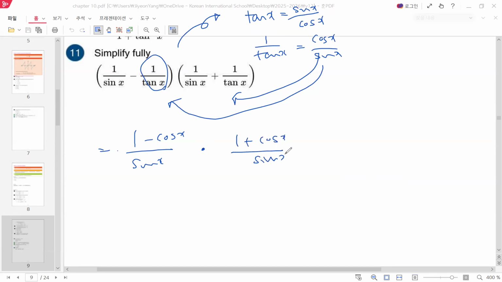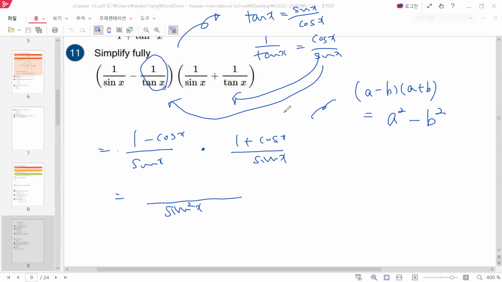I skipped one line. Do you understand this part or not? Okay. And then sine square x in the denominator, and in the numerator, 1 minus cosine, 1 plus cosine. You need to bring back your memory about the expansion a minus b times a plus b. What's this? A square minus b square. You need to know how to convert it freely, both sides, from this one to this one.